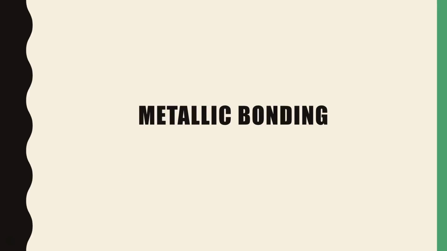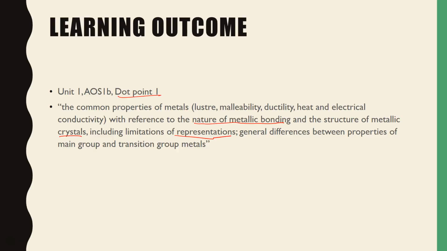Hi guys, and welcome to the next lesson on metallic bonding. Today, as underlined, you can see the learning outcome is Unit 1, Area of Study 1B, dot point 1. We're looking at the nature of metallic bonding and the structure of metallic crystals.